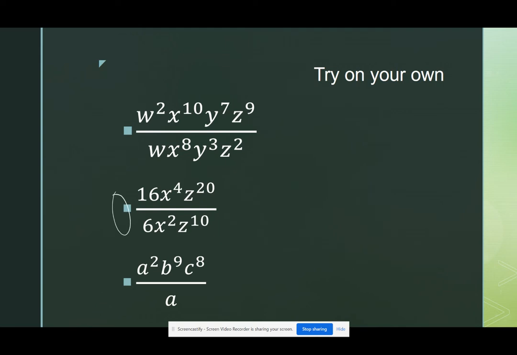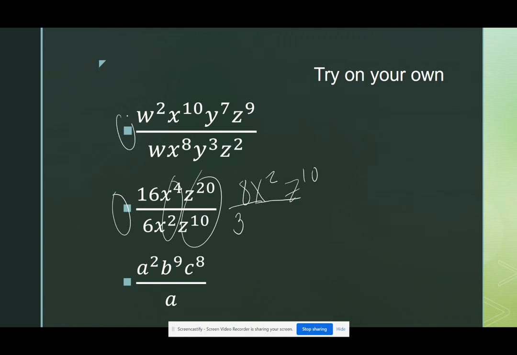Now, if we're doing 16 divided by 6, that's not going to be one of our whole numbers, one of our integers. So we just had to divide something out of both. So 16 divided by 2 is 8. 6 divided by 2 is 3. So we took out a 2 from each. Then we subtract the exponents. 4 and 2 is 2. 20 and 10, subtract them, we get 10.